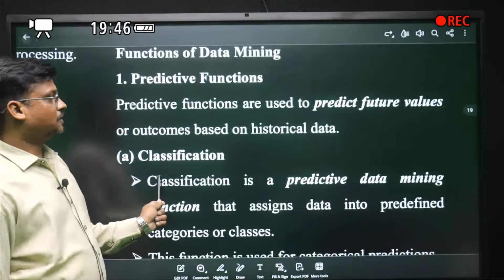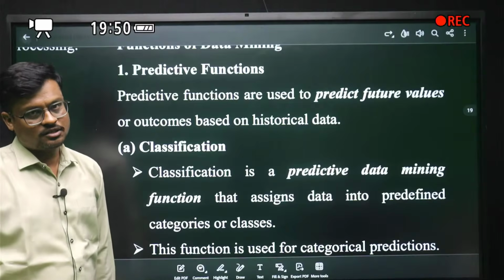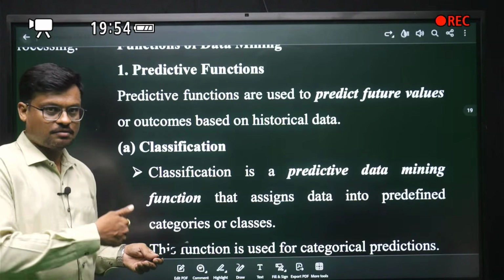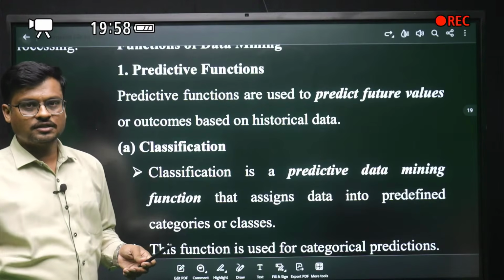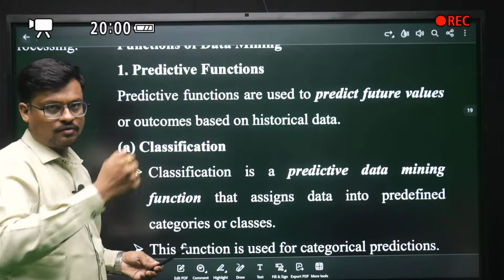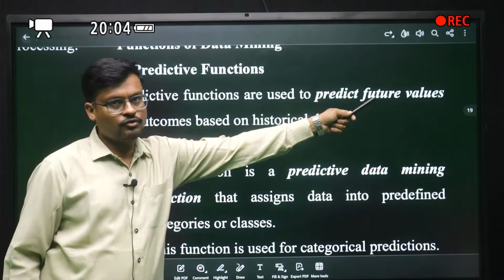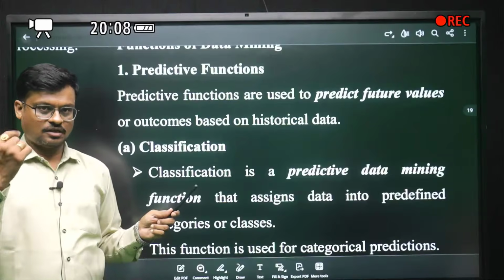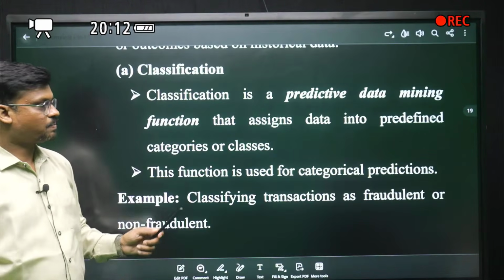Functions of data mining. First function is predictive. The most important function is predictive. You will be able to identify the hidden patterns and trends, the behavior of your data, patterns or trends which are previously unknown, and you'll be able to predict the future from them. Predictive functions are used to predict future values or outcomes based upon previous, historical data. So you can achieve it with the help of classification.